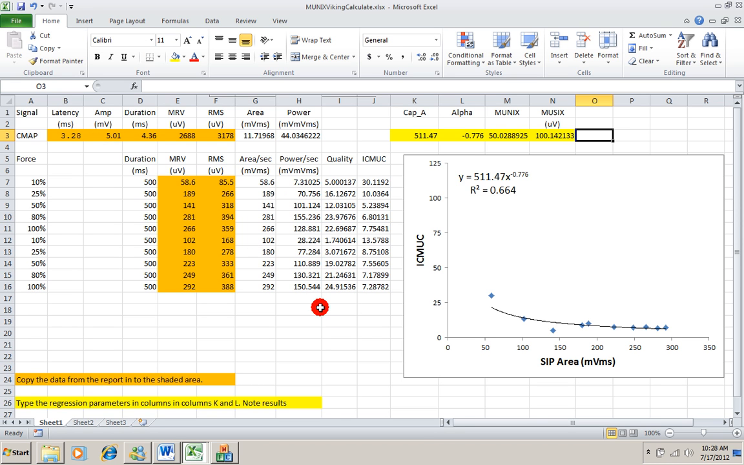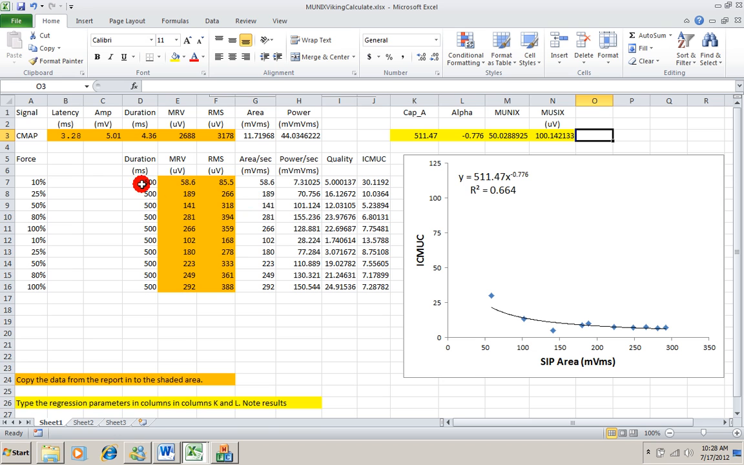Start the study and record the CMAP using the standard motor nerve conduction program. Go to the next exam, record the CMAP again. This is done by using the MMP program, which will also give us the mean rectified voltage and the RMS voltage. Then go to the next exam, record the surface EMG interference pattern.